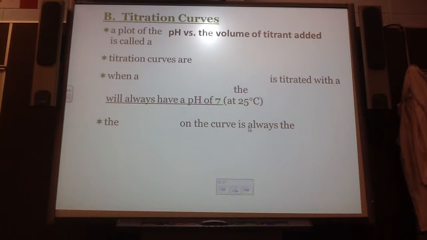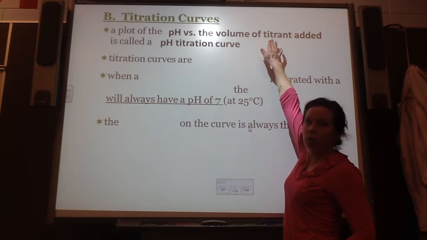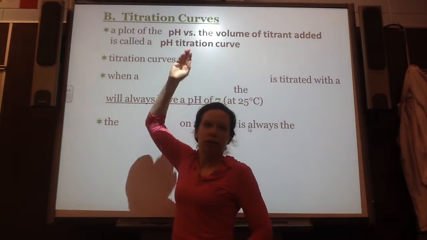So, the plot of the pH versus volume of the titrant added is called a pH titration curve. So, what should the manipulated variable be? Yeah, because that's what you're doing, that's what you're adding. And then you can read what the corresponding pH is, okay? So, volume of titrant, just make a note, that's the manipulated variable. And then the pH is the responding variable.